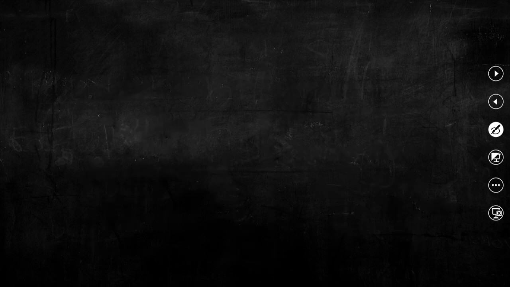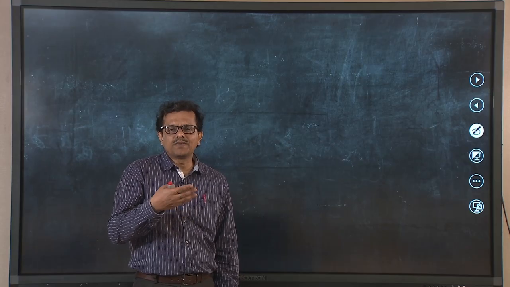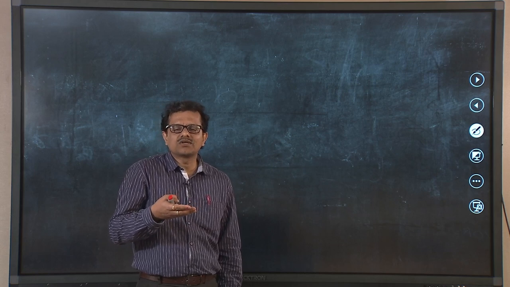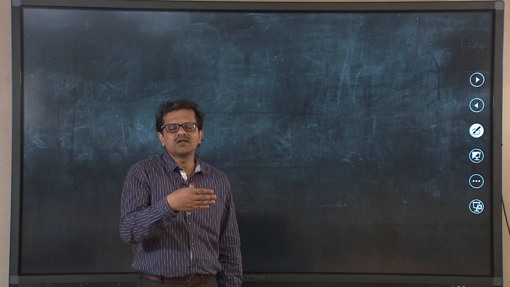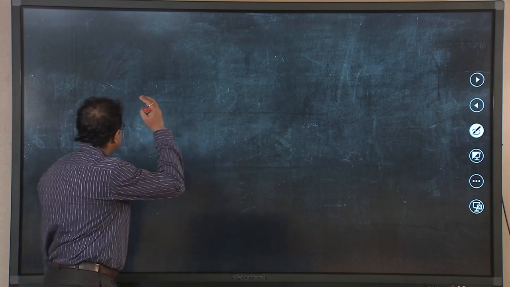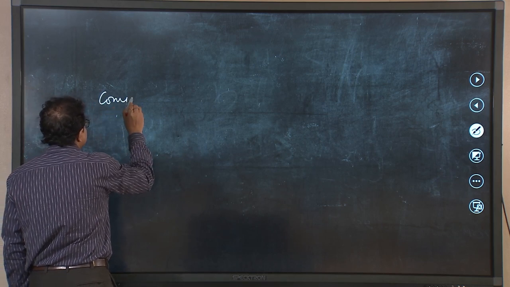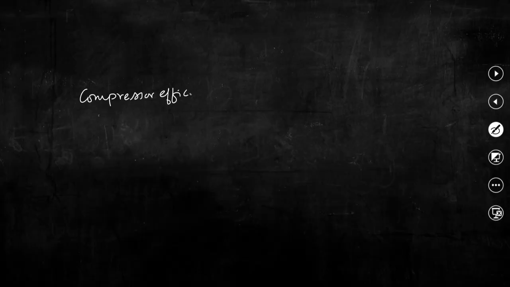Okay. So, now let us discuss the compression efficiencies. In one of the previous classes, we talked about the isentropic efficiency of the compressor. As such, we had seen that irreversibility is present in the compression process, and because of that, the actual work that should be supplied to the compressor for the compression of the working fluid would be more. Now, today we shall discuss compression efficiencies. The first one is adiabatic efficiency.